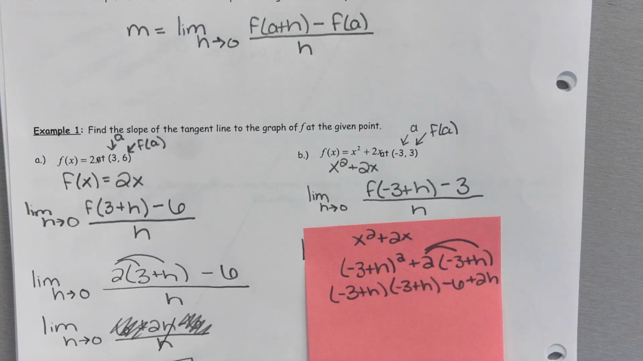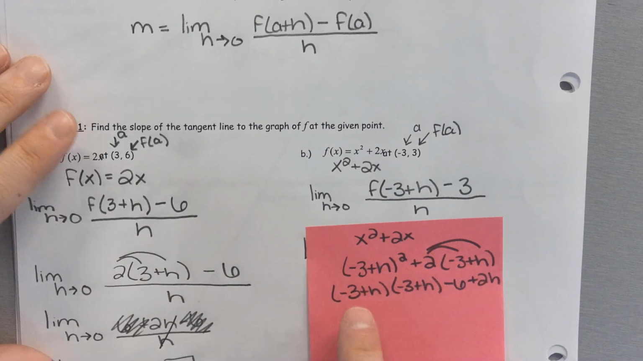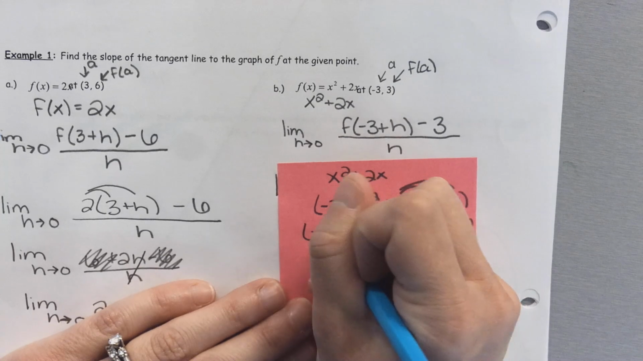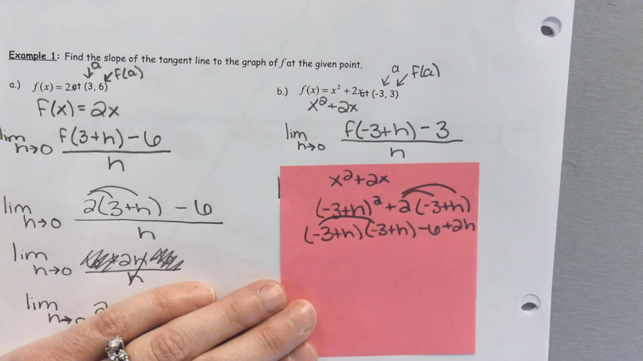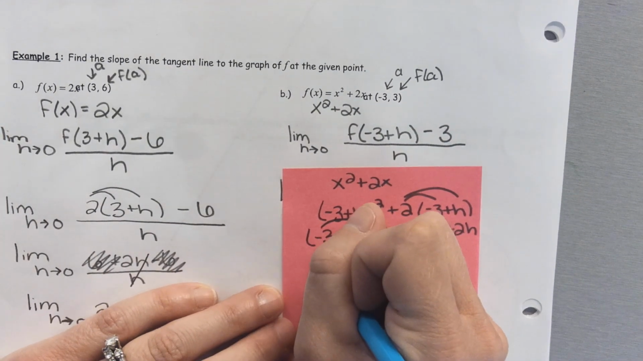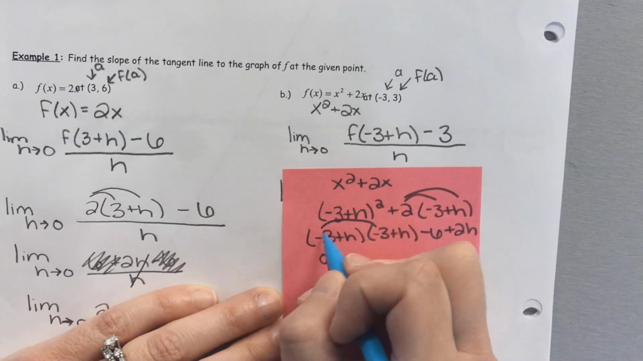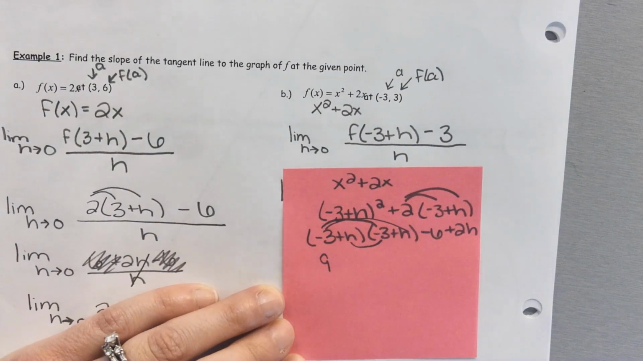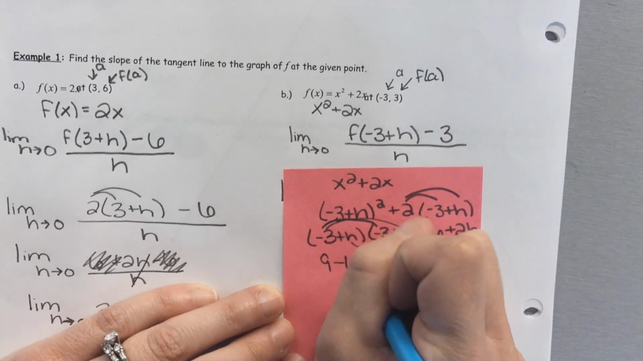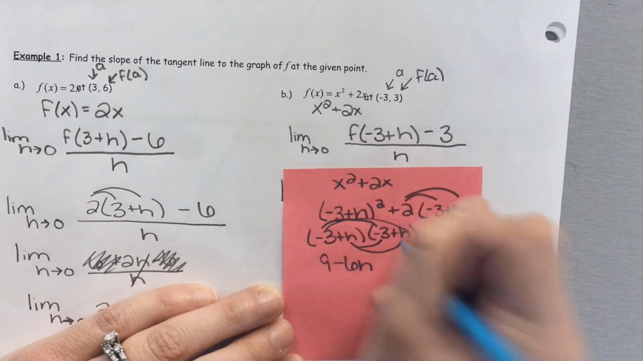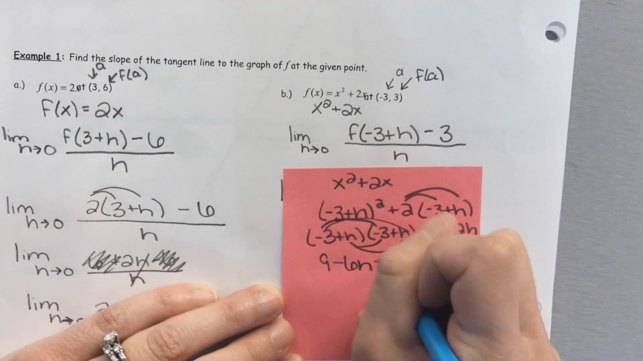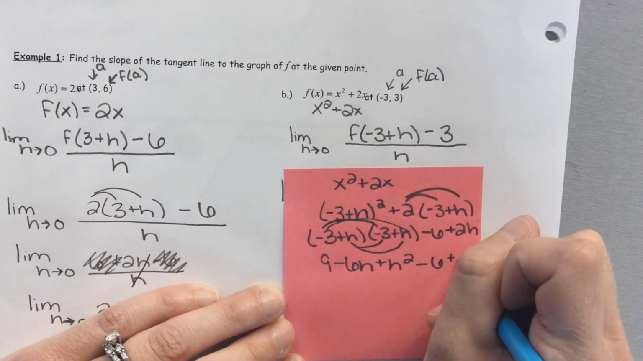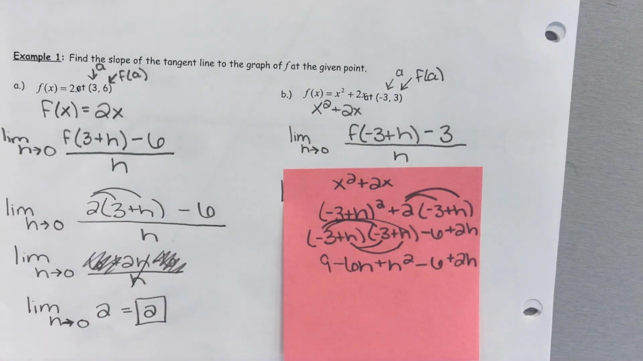So far, so good? Okay, let's keep going. Negative 3 times negative 3 is what? I'm foiling. Negative 3 times negative 3. 9. Here's a negative 3h. Here's another negative 3h. So what do I have total? Negative 6h's. H times h, h squared. Minus the 6 plus the 2h.